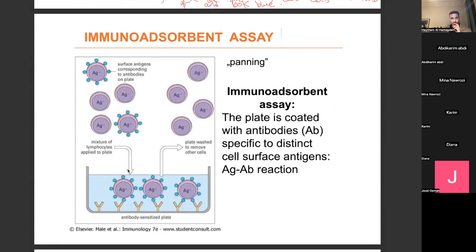Very simple. And before I start, who can explain what panning is? Because I don't know what that is. Panning.